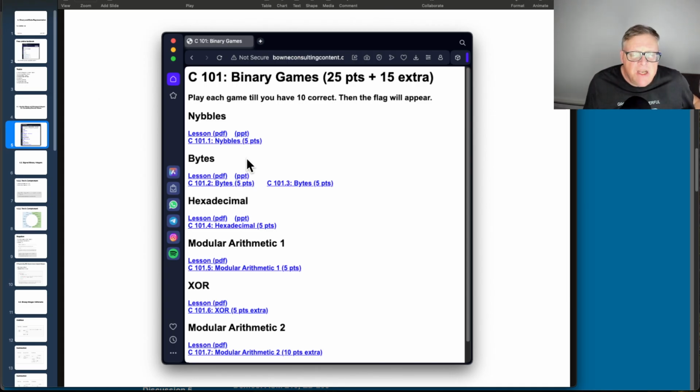You've already started playing this binary game, hopefully, last time. So I said last time we talked about nibbles, bytes, and hexadecimal, and this time we'll talk about modular arithmetic and XOR, continuing this project.